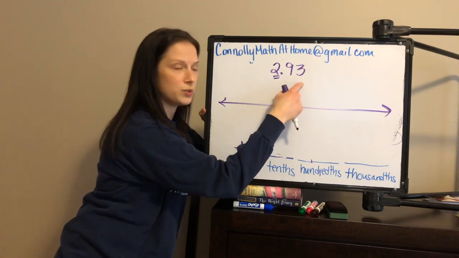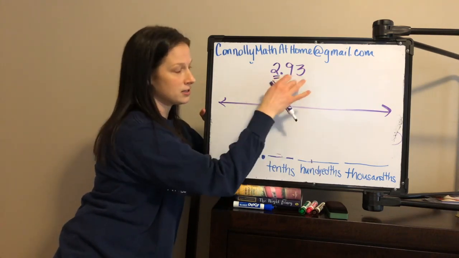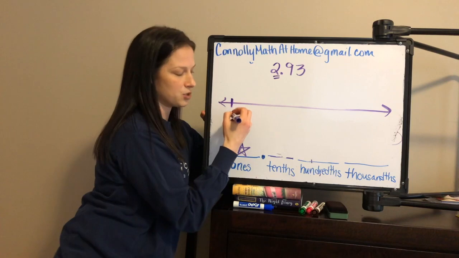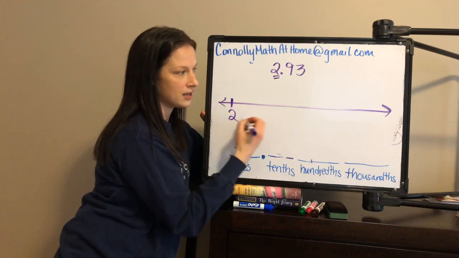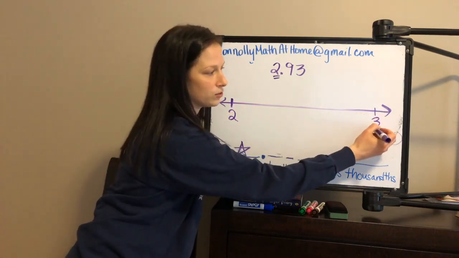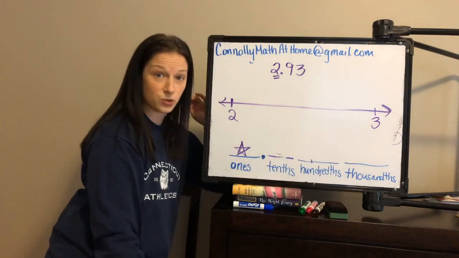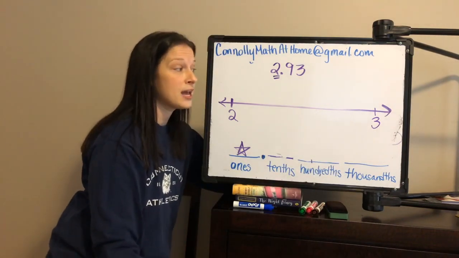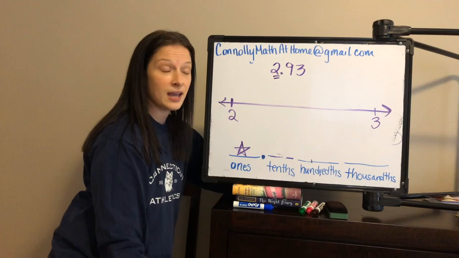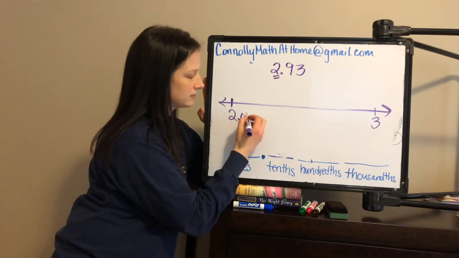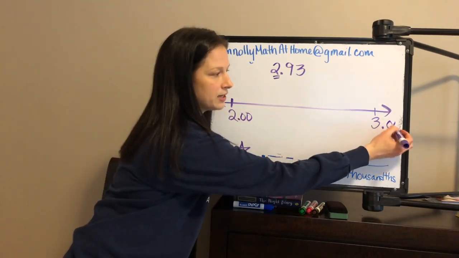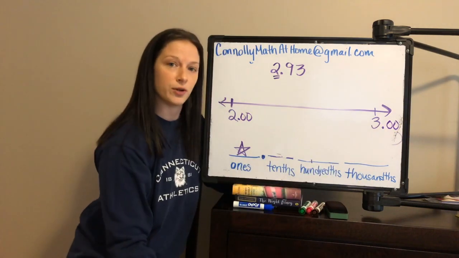Okay, think about it like money, 2 and 93 cents. Okay, $2.93. That is somewhere between 2 whole dollars and 3 whole dollars. Okay, so it's somewhere between 2 whole dollars and 3 whole dollars. And what would be halfway between 2 whole dollars and 3 whole dollars?